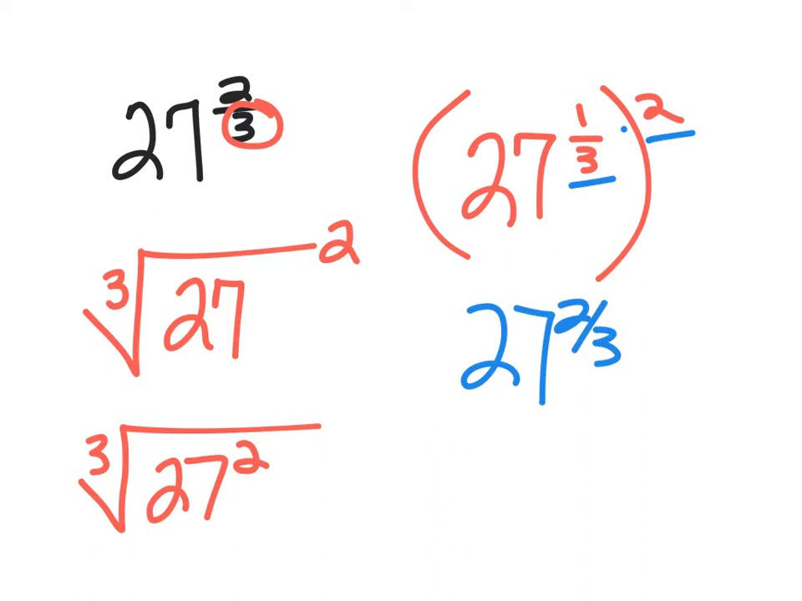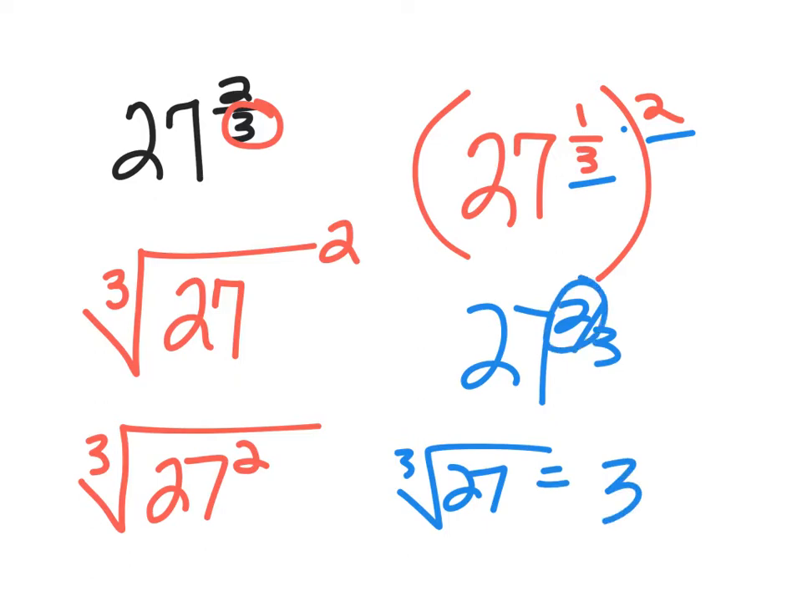Okay, another way to think about this, if I actually want to get the answer to this, if I was doing 27 to the 2/3, well, the cube root of 27, I know that's 3, but then I need to take 2 factors of that or square that, and the answer would end up being 9. So that's just a quick refresher of how fractional exponents work.